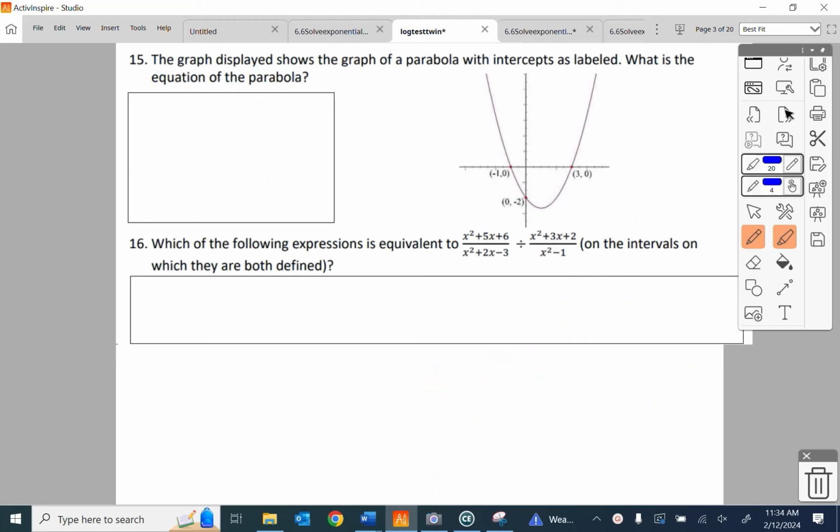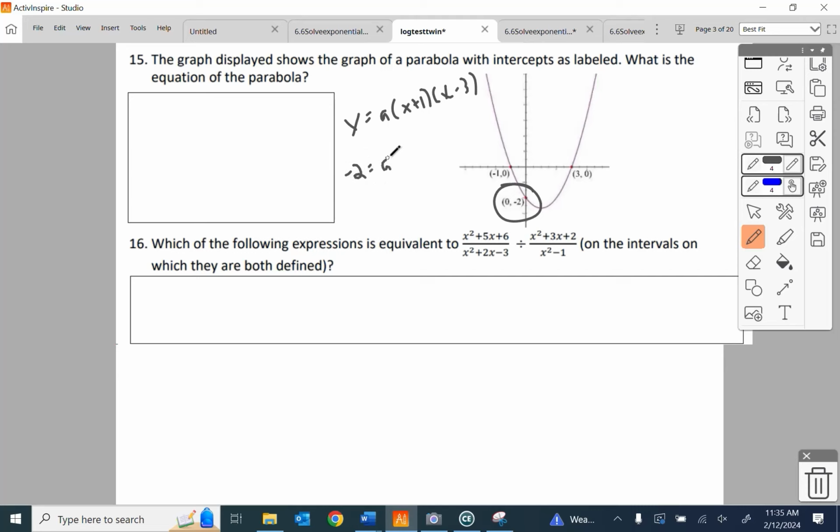So moving forward, the graph displayed shows the graph of a parabola with intercepts as labeled. What is the equation of said parabola? You get to use a pretty easy form, a factored form of it. You have to do some work with it, but the idea is y is equal to a times x plus 1 times x minus 3. And if you want to find a, there you go.